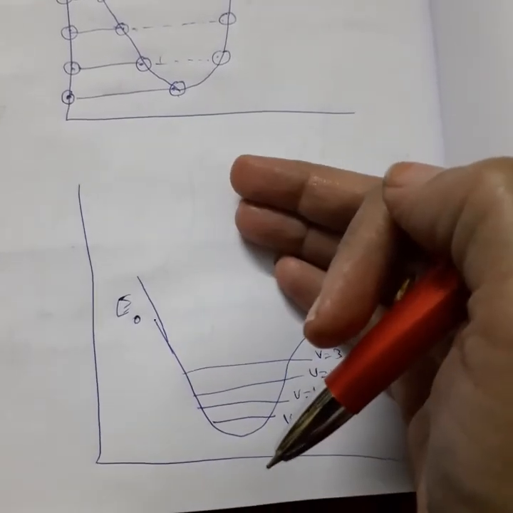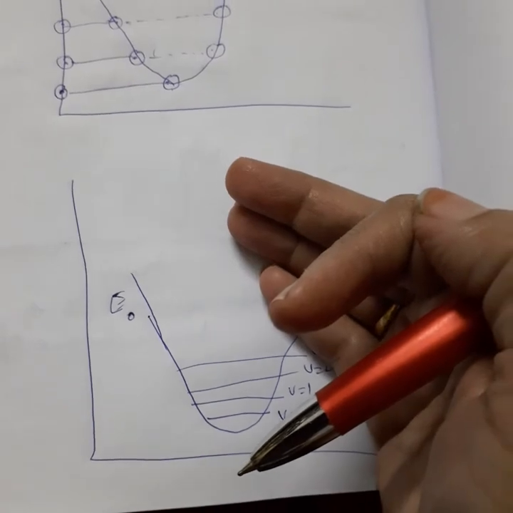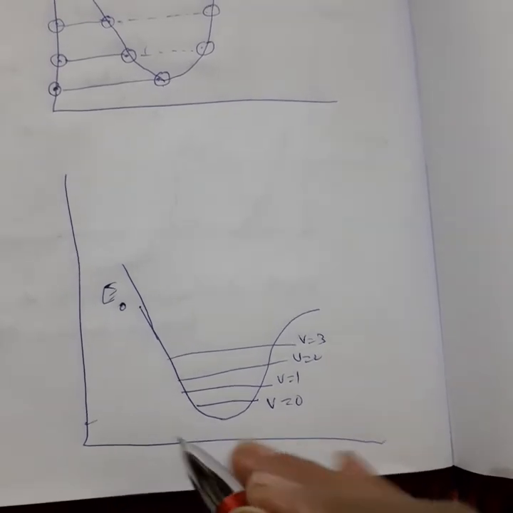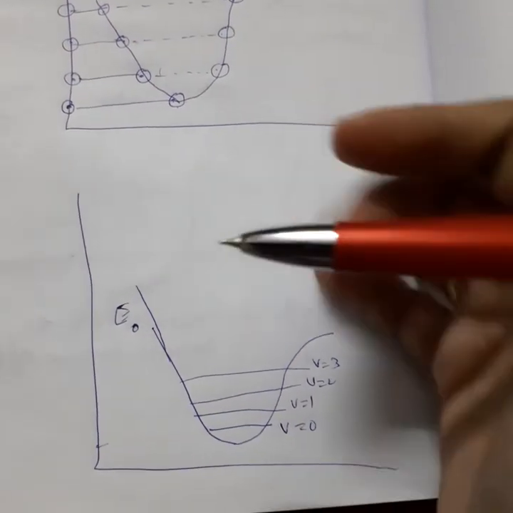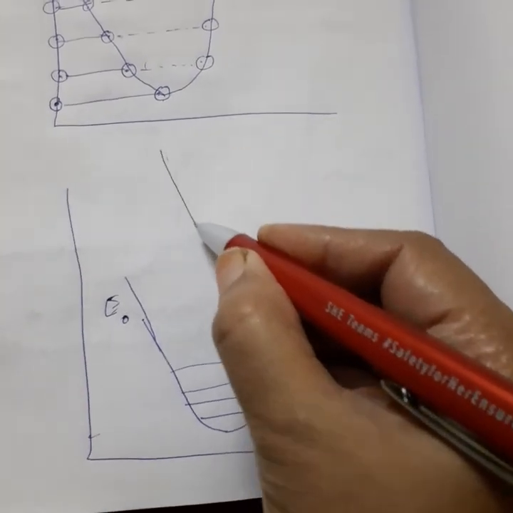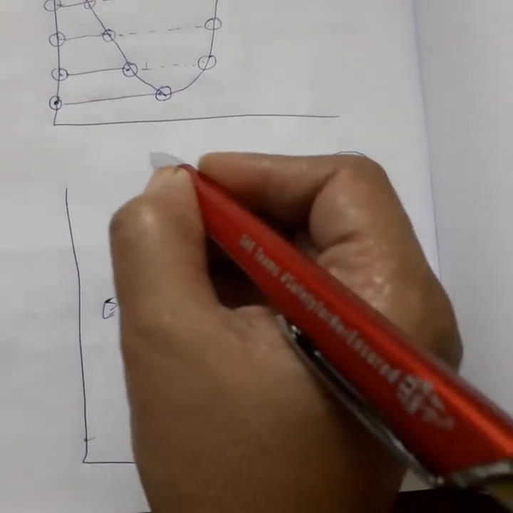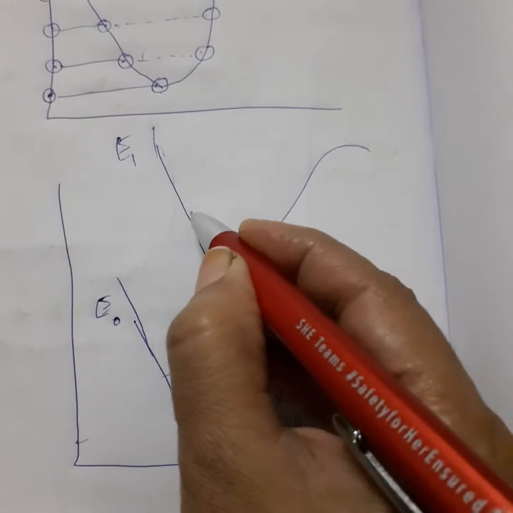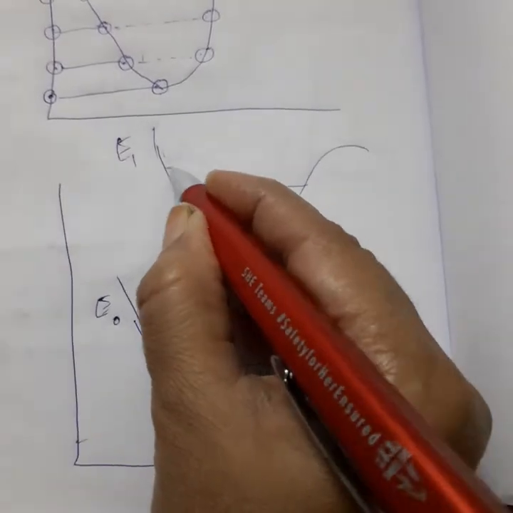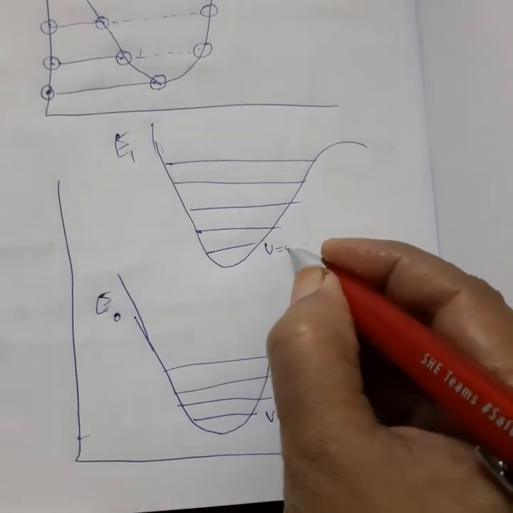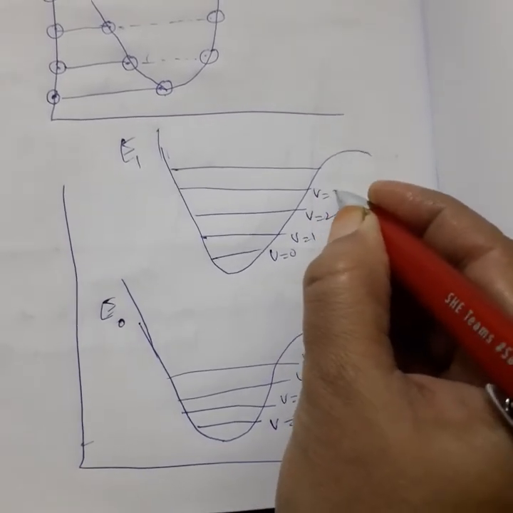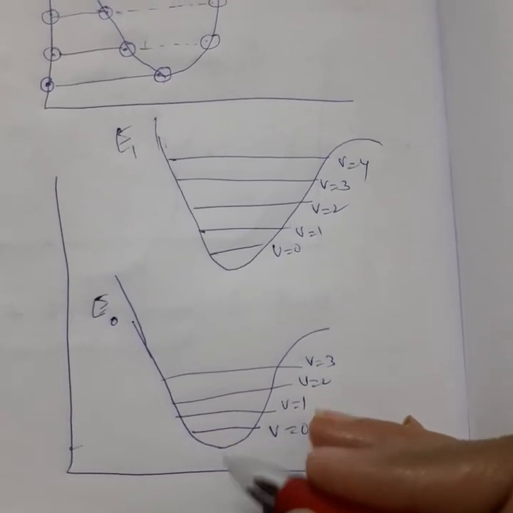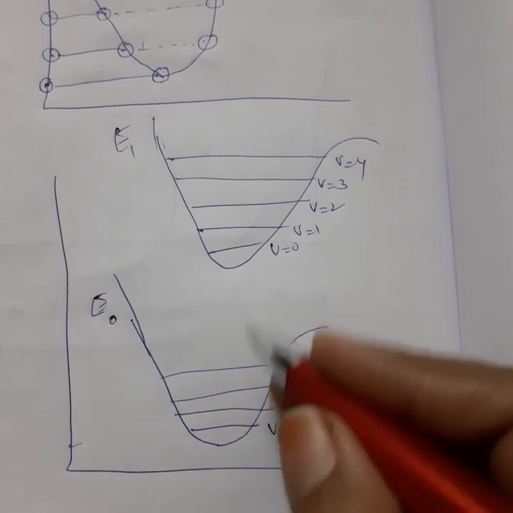bond strength is less, meaning the internuclear distance between the atoms will become more. Here, this is the internuclear distance between these two. When it excites, the internuclear distance will become a little bit more. So this is E1. Here also we have V is equal to 0, V is equal to 1, V is equal to 2, V is equal to 3, V is equal to 4, like this. Okay, right.